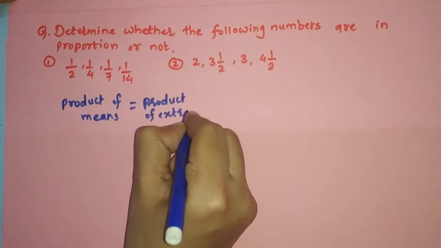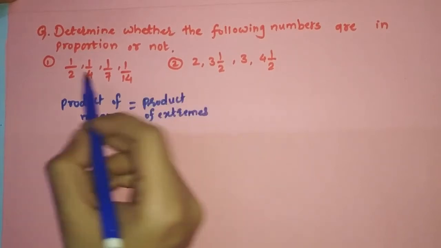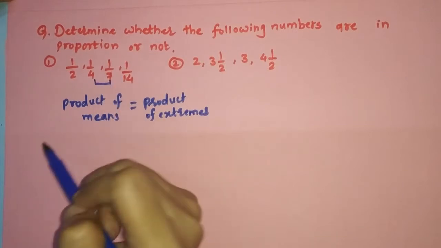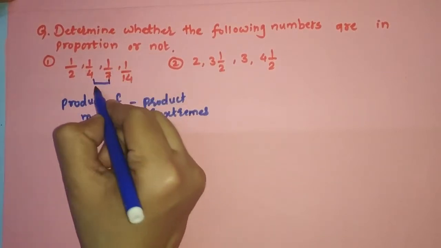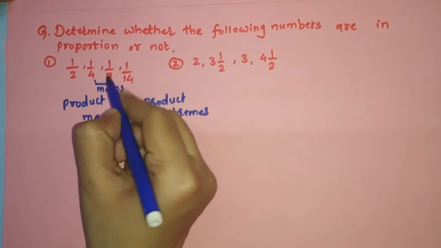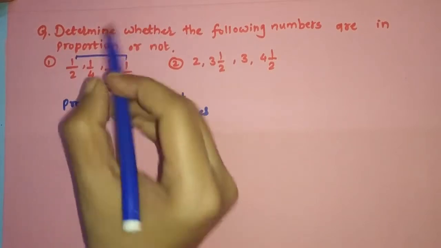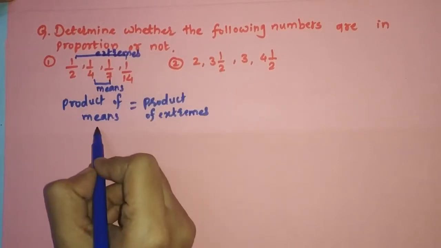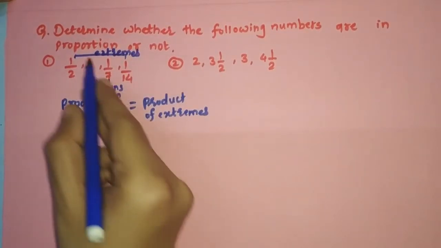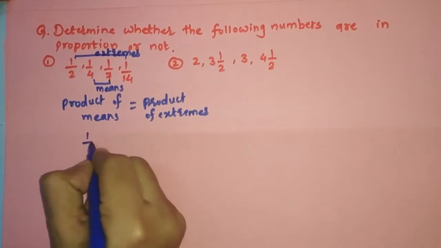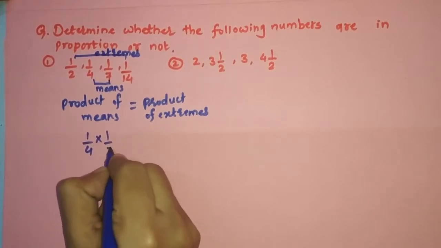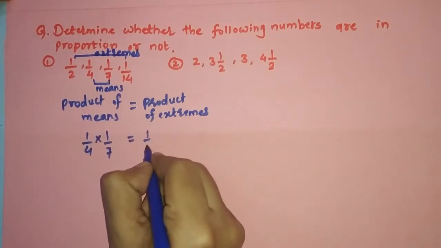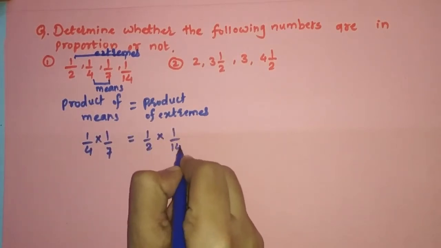So here friends, you must know that these, the second and third terms, we are going to call them means. They both are means. And the first and the last are called extremes. So first of all we'll take the product of means. Here means are 1 by 4 and 1 by 7. So we'll take their product. And then we'll check the product of extremes, that is 1 by 2 multiplied by 1 by 14.